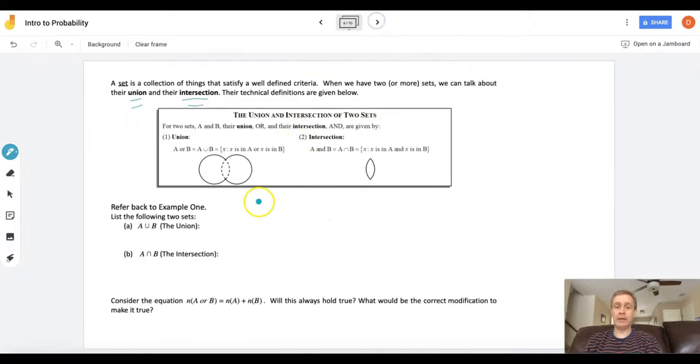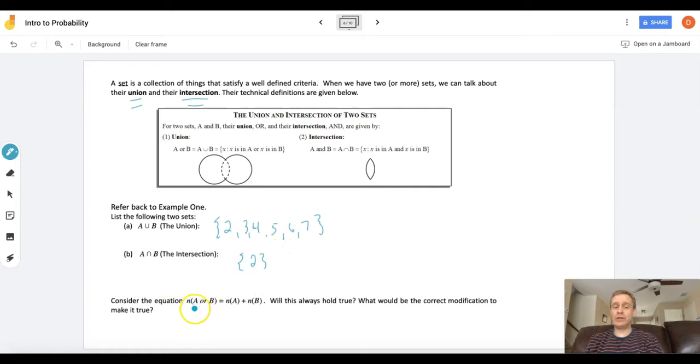And so that would be these numbers here. So I'll list those out: 2, 3, 4, 5, 6, and 7. That would be the union of the two sets that we just did in example 1. And the intersection of our two sets A and B, well, I said that that was just the number 2 because the number 2 was the only number that was in both sets at the same time.